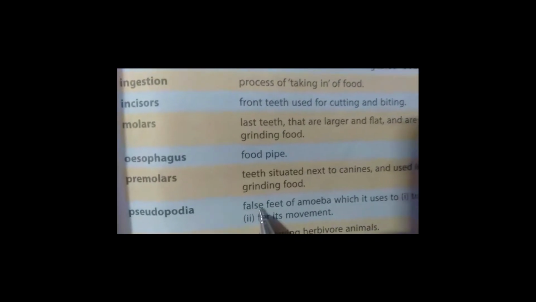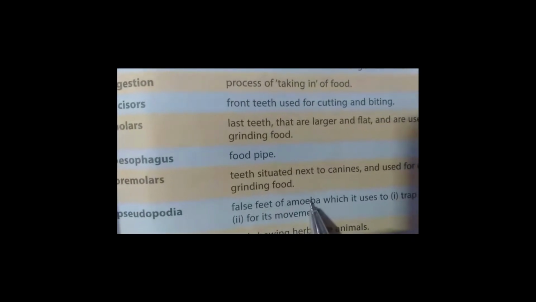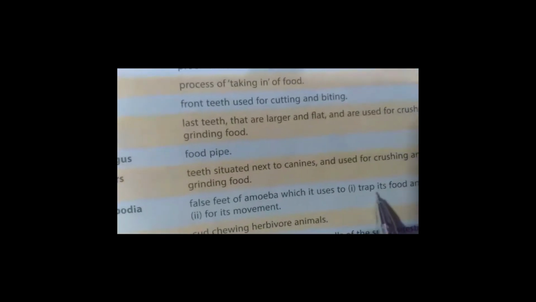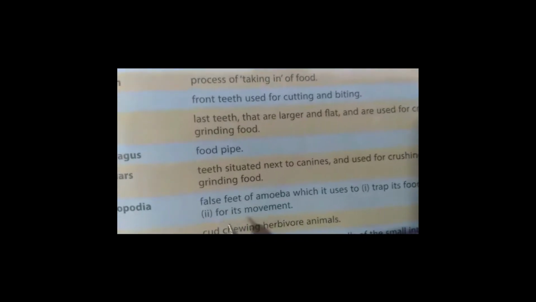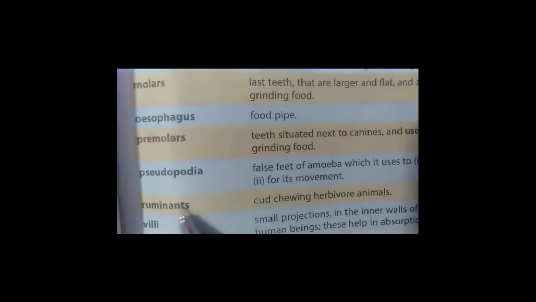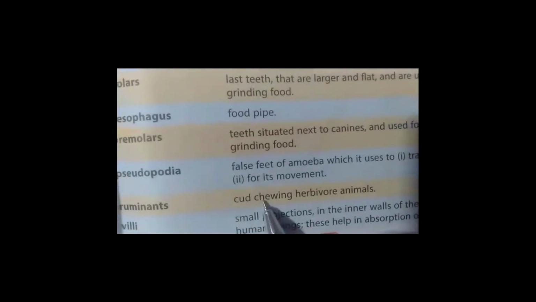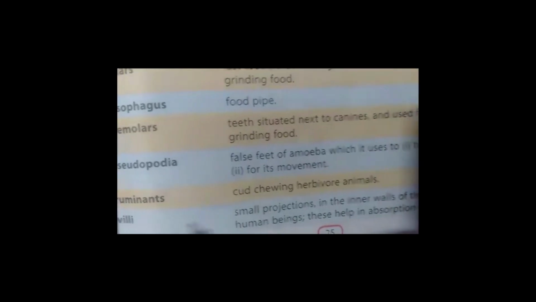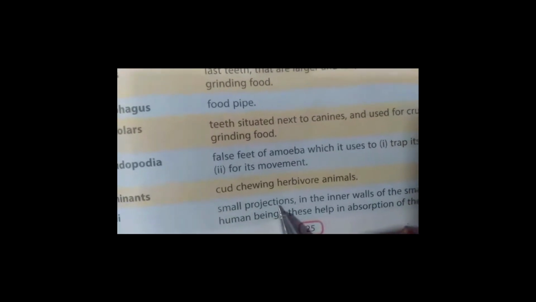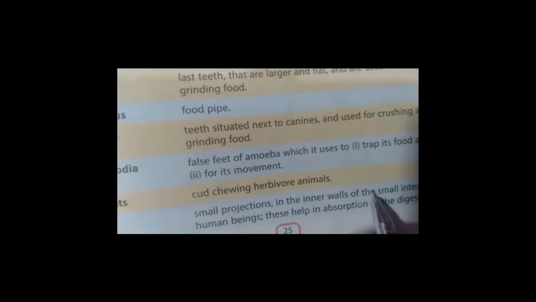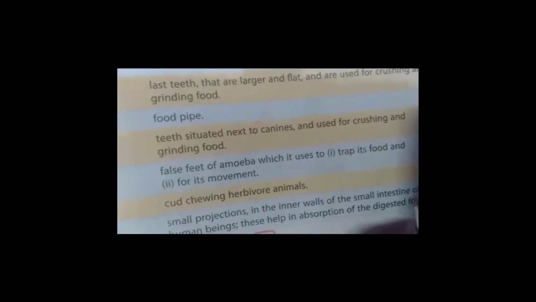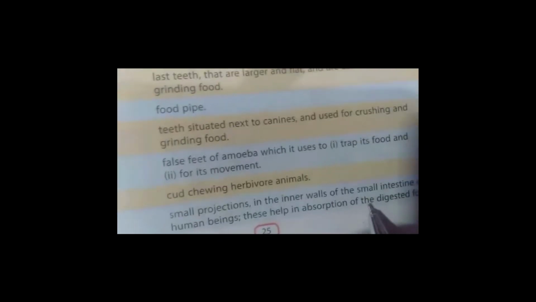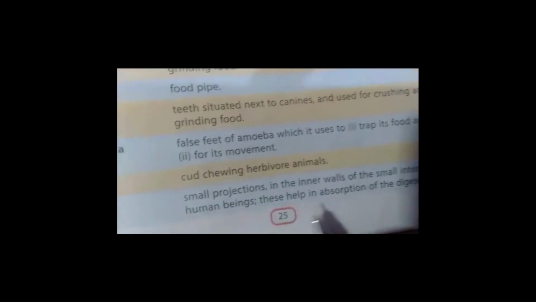Pseudopodia: false feet of amoeba which it uses to trap its food and for its movement. Ruminants: cud chewing herbivore animals. Villi: small projections in the inner walls of the small intestine of human beings. This helps in absorption of digested food.